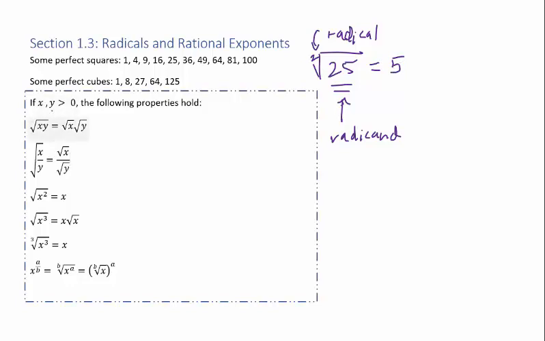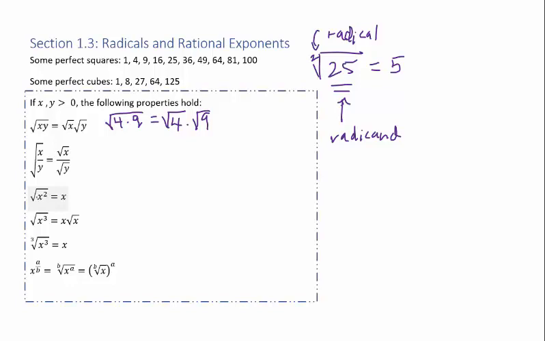Some of these properties: if x and y are greater than 0, then the square root of x times y is the same thing as the square root of x times the square root of y. And so the square root of 4 times 9 can be broken up into the square root of 4 times the square root of 9. We can see that that would be the square root of 36. The square root of 4 is 2, and the square root of 9 is 3. That is the same outcome, which is just 6.